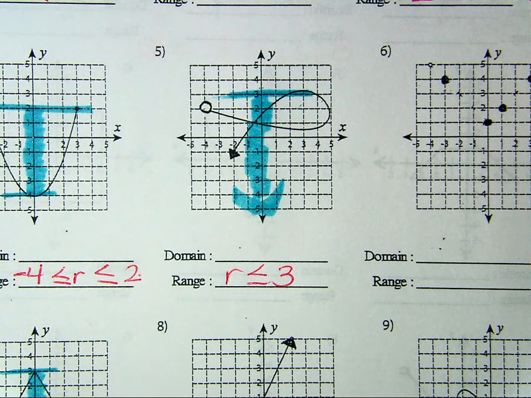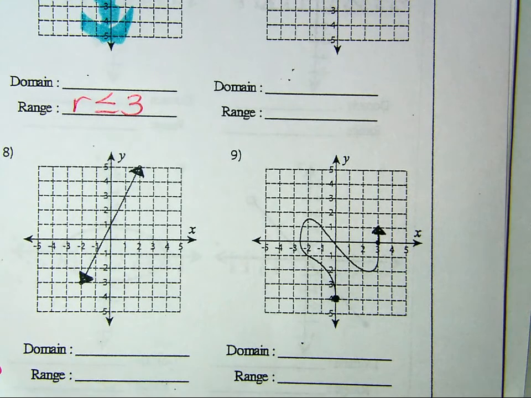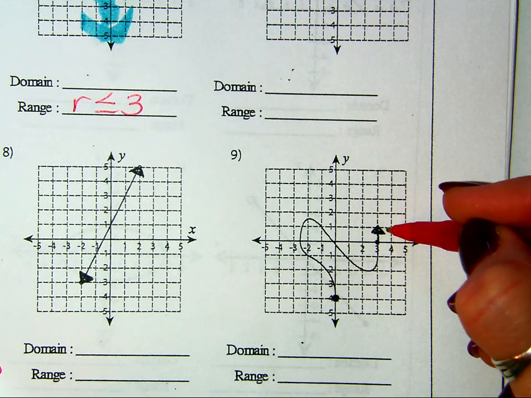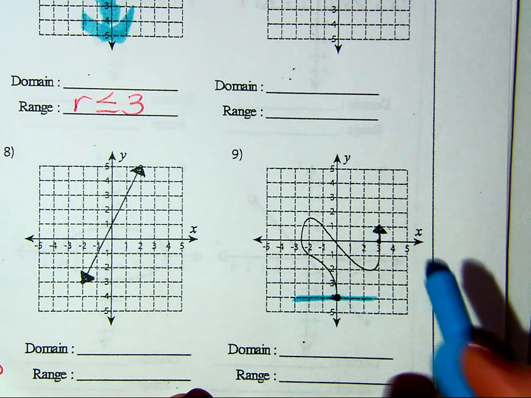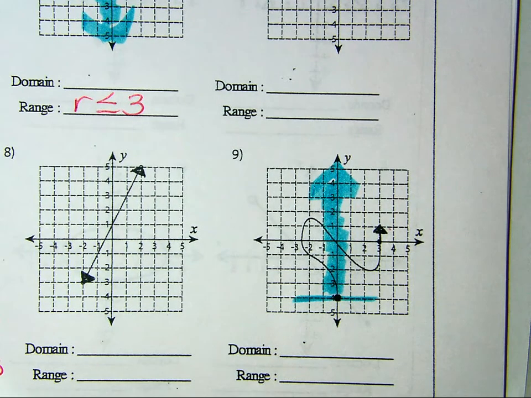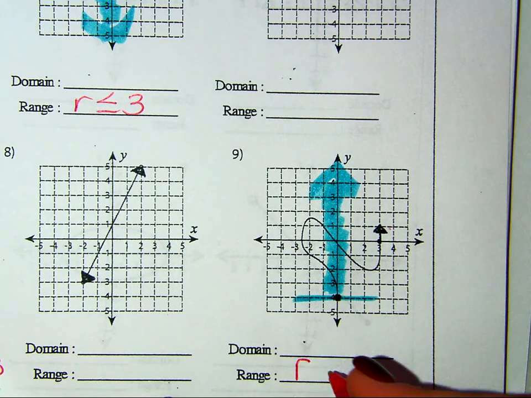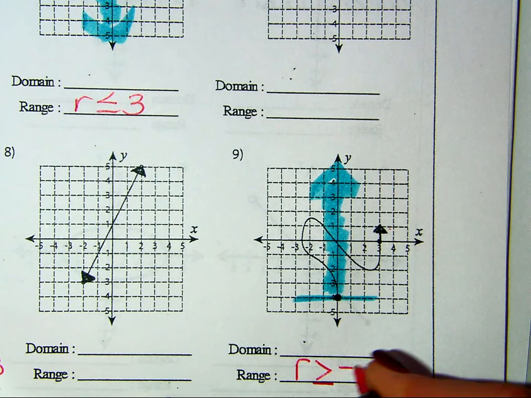How high can it go? Positive infinity. How low can it go? Are you getting this? It's not too bad. As long as my range is greater than or equal to negative 4, that's fair game. Are you with me? Take a look at number 8.